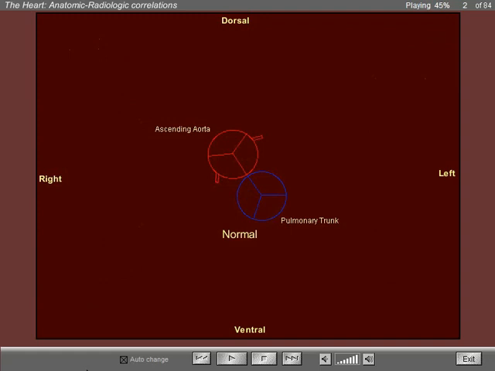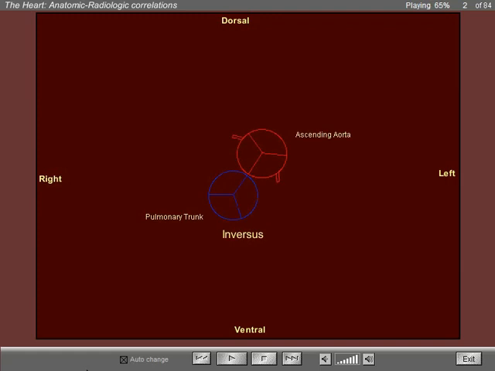And this is the normal situation that occurs whenever there is a dextro loop. Any mal-relationship between the ascending aorta and the pulmonary trunk is called transposition of the great arteries. The situs inversus, or mirror image of the normal relationship, places the aorta behind and to the left of the pulmonary trunk.